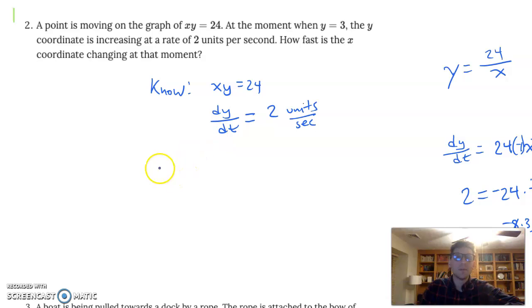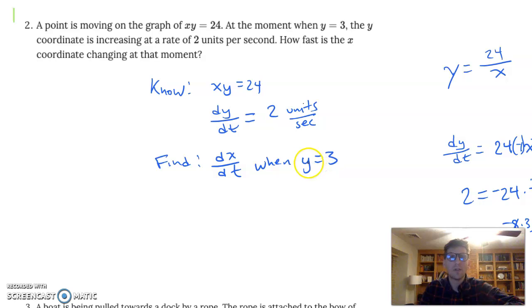And what we're trying to find is dx/dt. How is that point changing with regard to x at that moment? So you can also use this method to analyze instantaneous motion in these abstract scenarios. One thing that I thought was maybe interesting, they wanted us to find that when y is equal to 3, right?